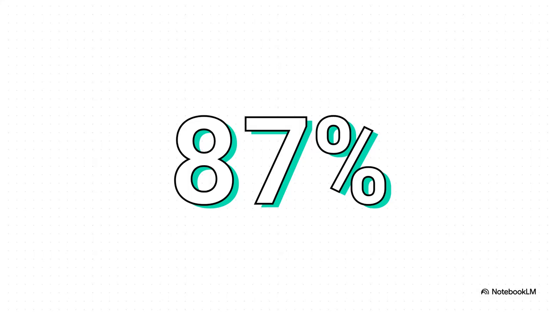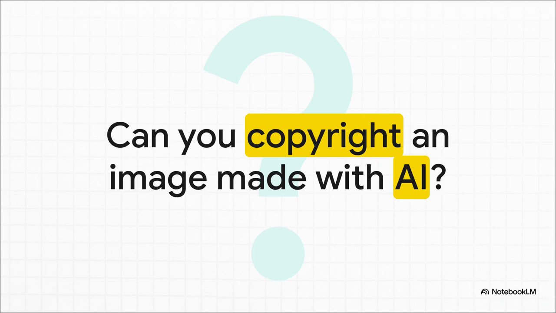And look, this isn't just some abstract legal thing. It really matters to people. Get this. Data shows that a whopping 87% of consumers think brands should be upfront about it when they use AI images. So if you're using this stuff, transparency is key. People want to know.